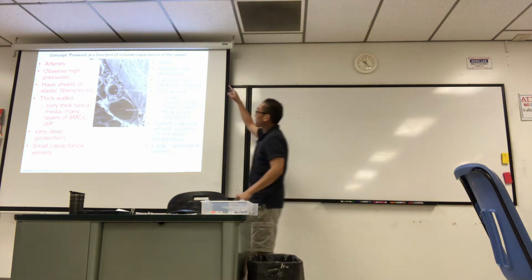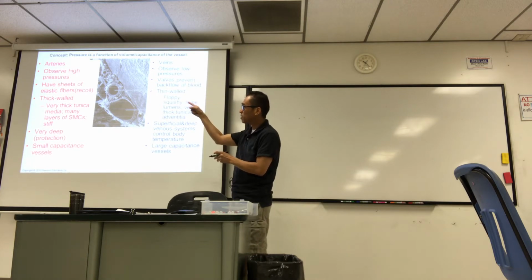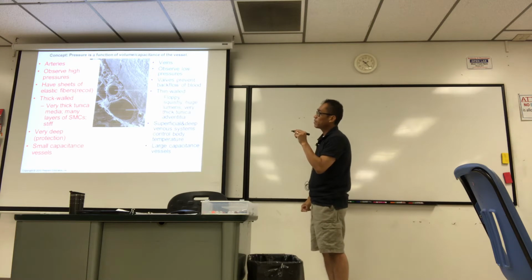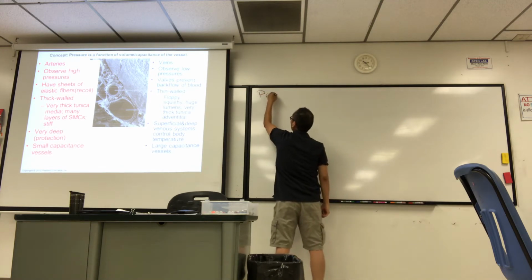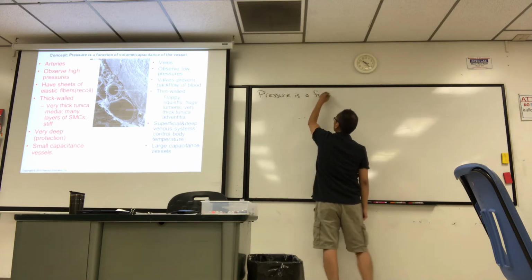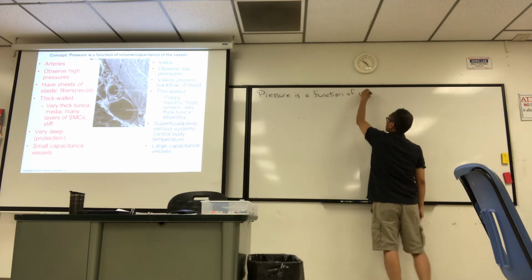So you see the first and the last points here? That's kind of what I want to hammer first. The general concept for arteries and veins is that pressure is a function of volume capacitance for the vessel. Pressure is a function of volume capacitance.